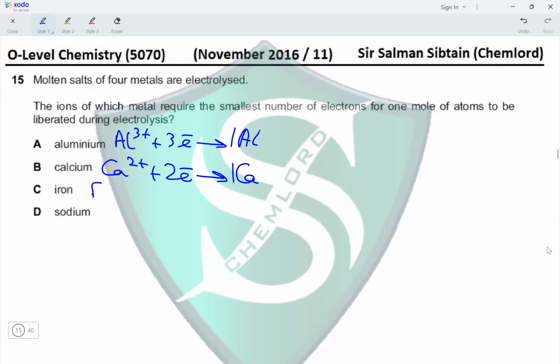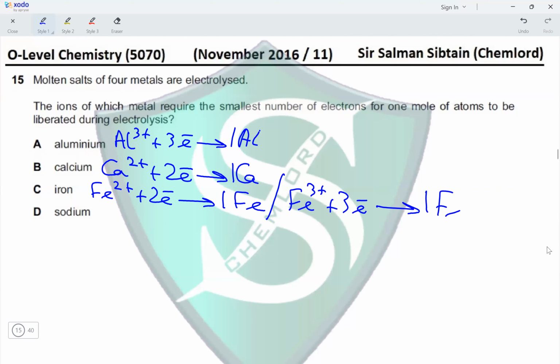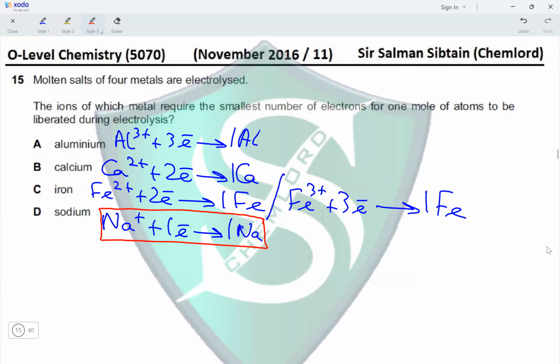For iron, it could be Fe2+ ions accepting 2 moles of electrons producing 1 mole of iron metal, or it could be Fe3+ ions accepting 3 moles of electrons producing 1 mole of iron metal. And for sodium, it would be Na+ ion accepting 1 mole of electron, producing 1 mole of sodium metal. So out of all of these, the smallest number of electrons is accepted by Na+ ions, producing 1 mole of sodium, making option D the correct option for this question.